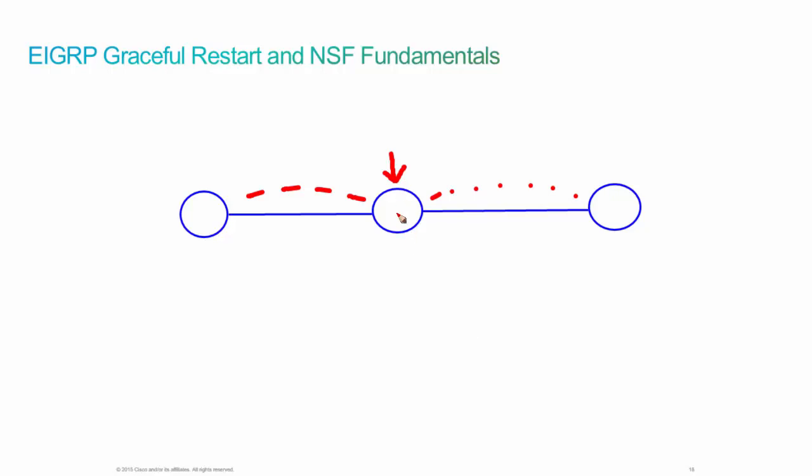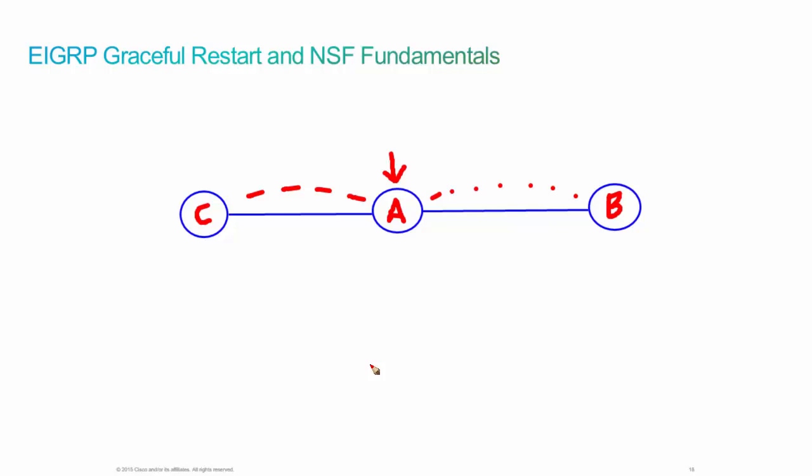So if the router in the center, we'll call that router A, if router A goes down, then router B and router C are going to remove the peers. When router A comes back up, then the peers would reestablish. Now, what happens when a peer is removed? Well, the routing table loses all of the routes that were learned by that peer.